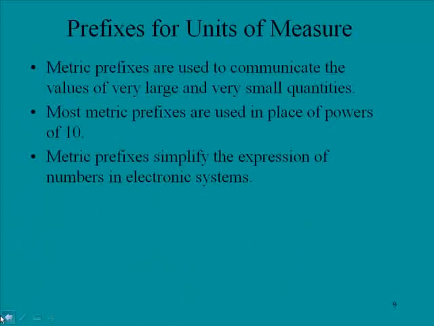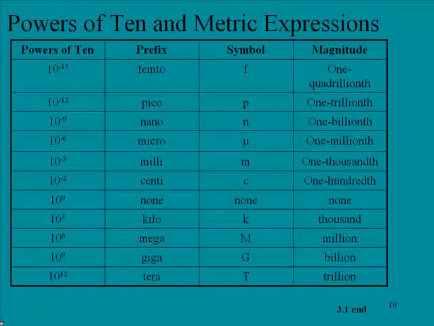Metric prefixes are used to communicate the values of very large and very small quantities. Most metric prefixes are used in place of powers of 10. Metric prefixes simplify the expression of numbers in electronic systems. And here we have powers of 10 and metric expressions. And as we go through this course, you're going to become very familiar with almost all of these. You probably won't use this one very much, the femto, which is minus 15. That's not commonly used in electronics, but all of the rest of these, from minus 12 to positive 12, you're going to get very familiar with.